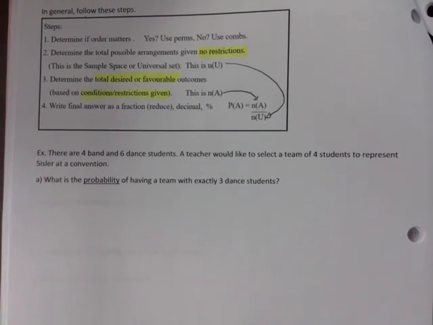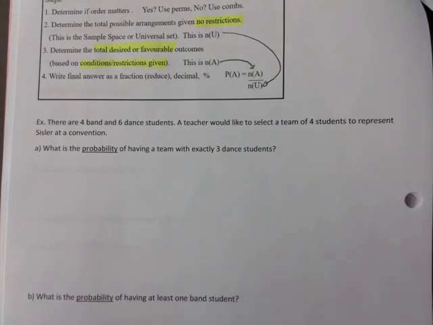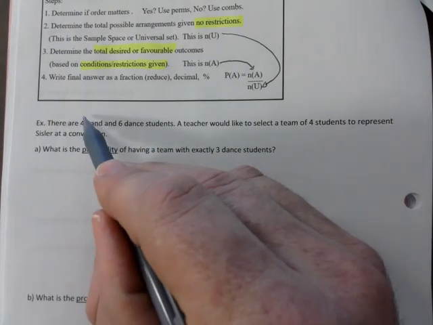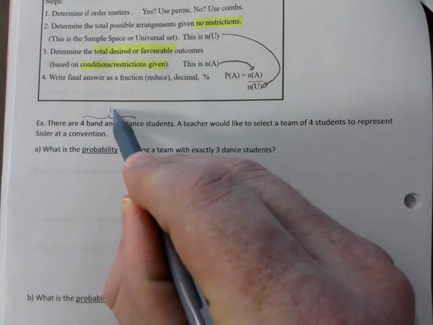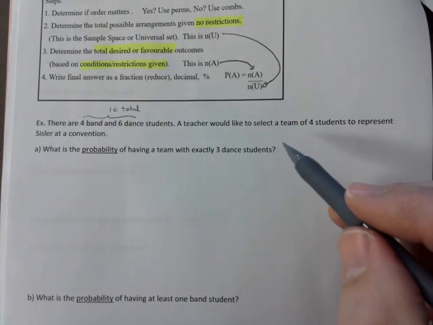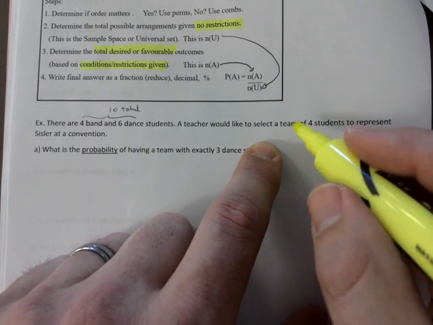So it is chapter 4 all over again, to a certain degree, except for the stacking part here. So, page 15. There are 4 band and 6 dance students, 10 total. A teacher would like to select a team of 4 to represent Sisler at a convention. There's a team of 4.